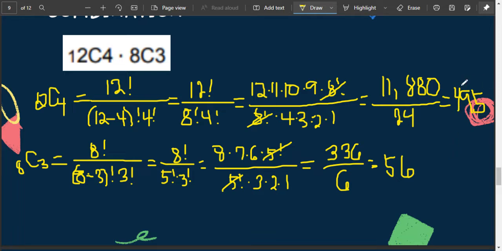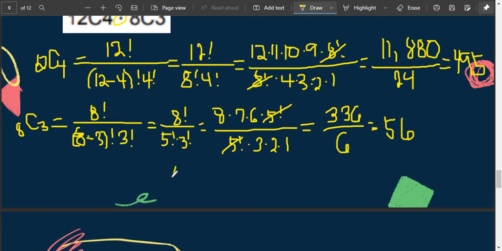Yung nakuha mong sagot dito, yung 495, i-multiply mo sa 56 kasi ito yun, no? Yung simple na yan. Yung tuldok na yan, ang ibig sabihin yan ay multiplication. So, 495 times 56. Okay, what will be the answer? O, try to solve. That will be equal to 27,720. So, yun yung kanyang value.